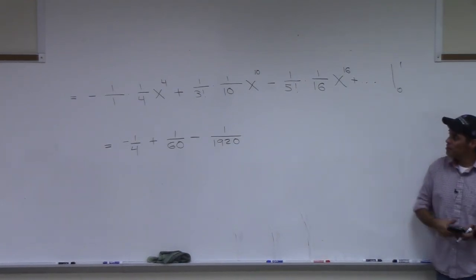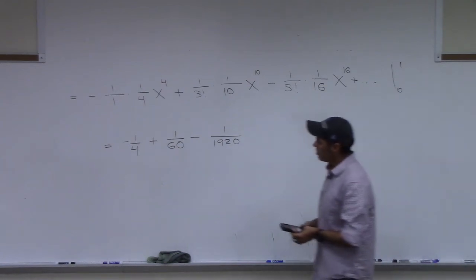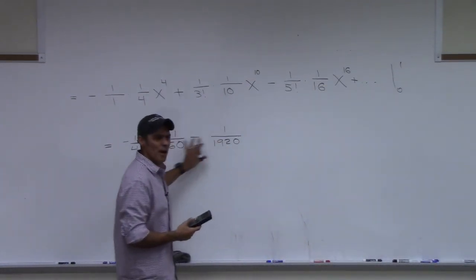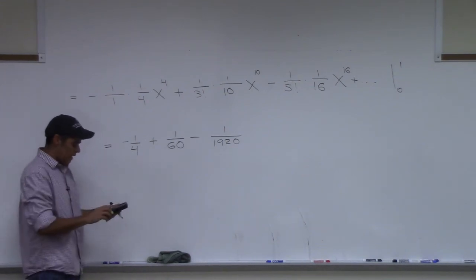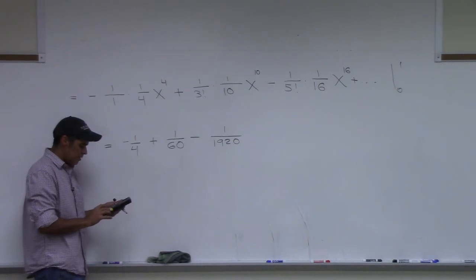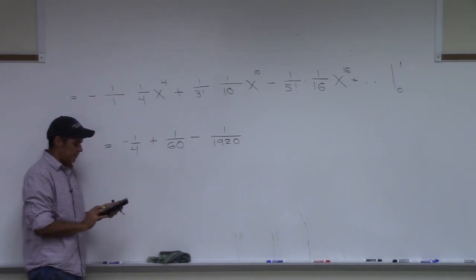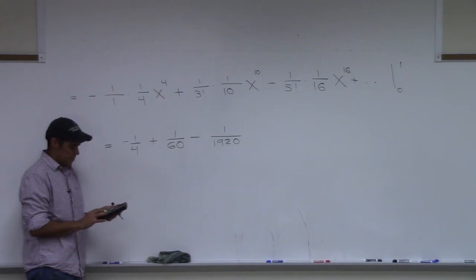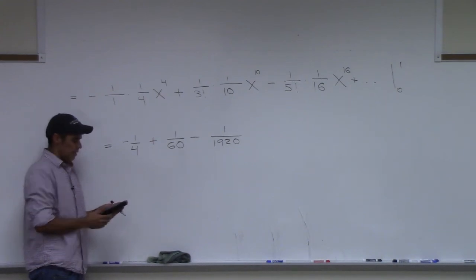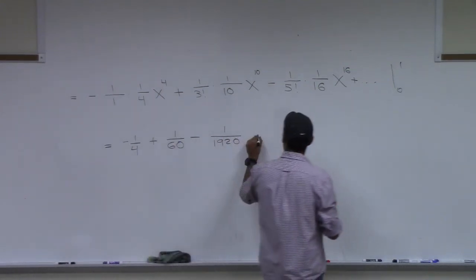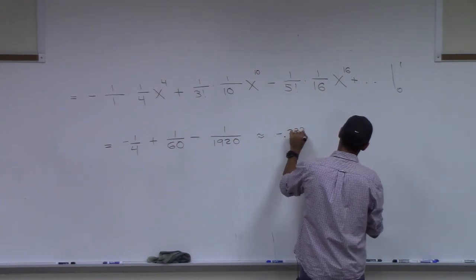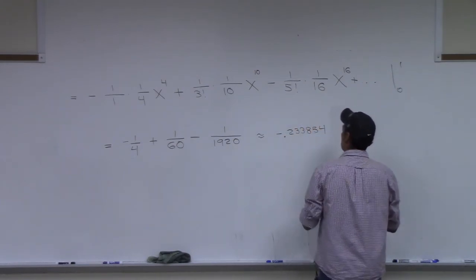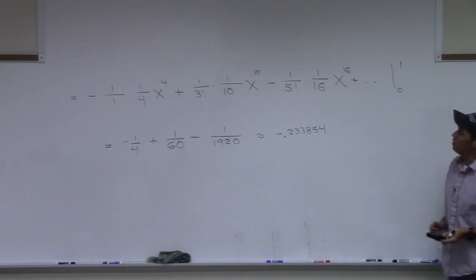Got it? So now, let's just look at this as a decimal. We're stopping right here. Let's just see what happens. It's like negative 0.25, plus 1/60th, and then minus 1 over 1920. So I'm getting approximately negative 0.233854. Okay, it goes on some more.